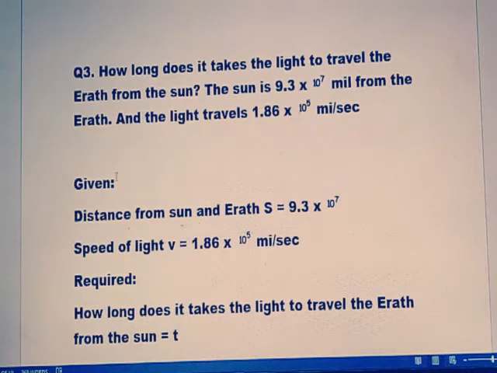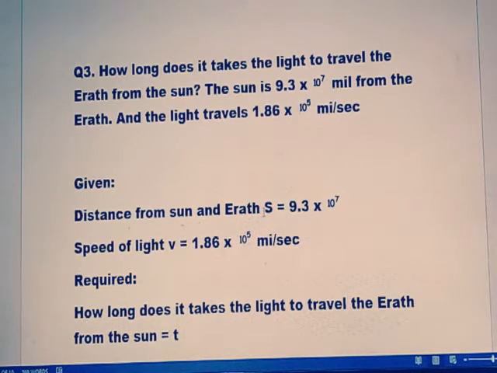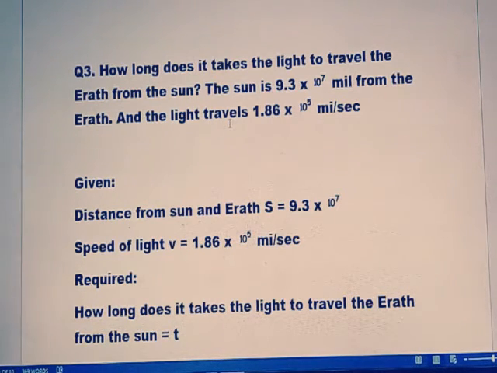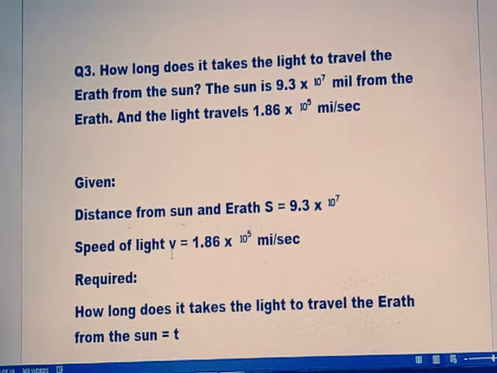So from the question, the given data: the distance from the sun to the earth, it is given that the sun is 9.3 multiplied by 10 power 7 miles from the earth. That represents distance, and distance is represented by s. So s equals 9.3 multiplied by 10 power 7. Now, the light travels, meaning the speed. So 1.86 multiplied by 10 power 5 miles per second. It represents the speed of light and it is represented by v. So in this case, v is equal to 1.86 multiplied by 10 power 5 miles per second.